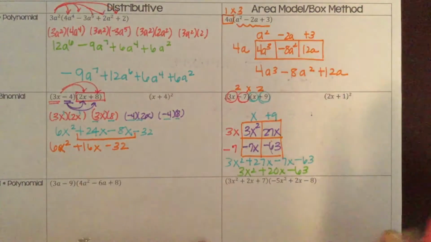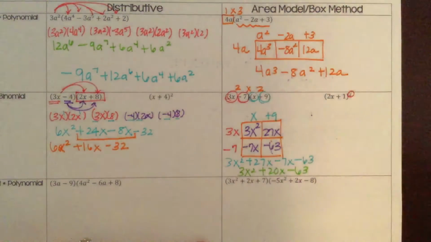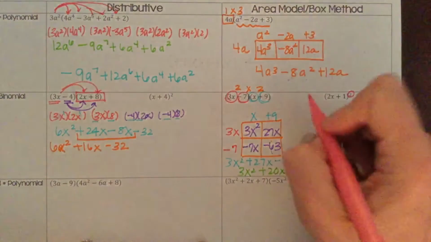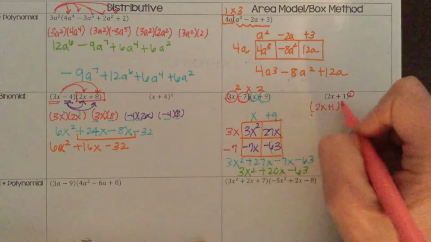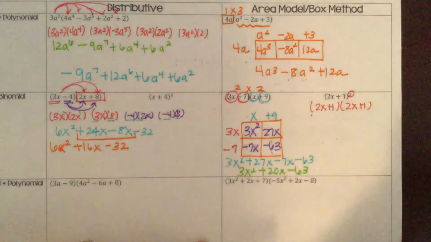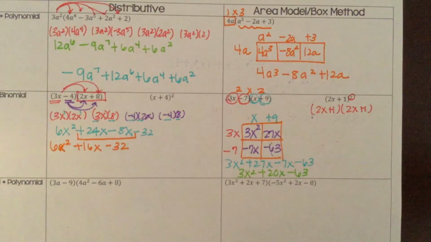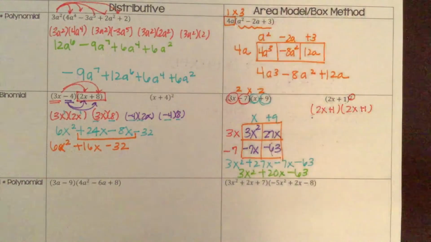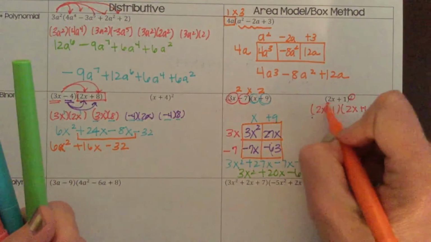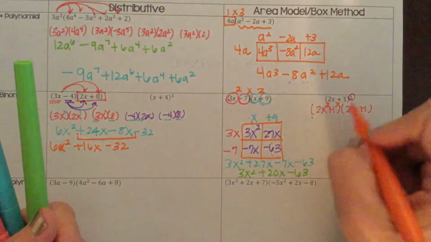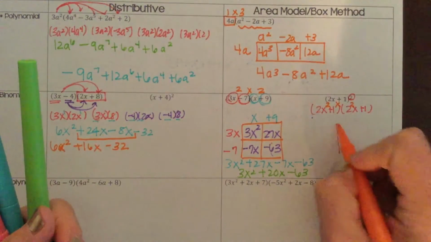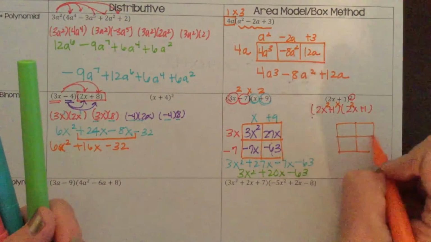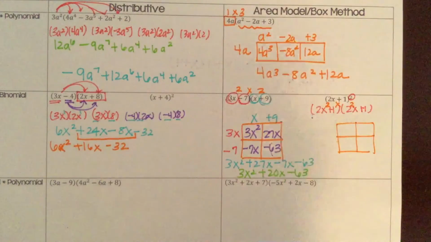Again, for the second one, I need to understand what it means to square something. It means that I'm going to take 2x plus 1 and have that as a factor 2 times. To create my box, I'm going to look at the size of my polynomial. This is a binomial that has 2 terms. This is also a binomial that has 2 terms. So to use the area model, I need to create a box that is 2 by 2.